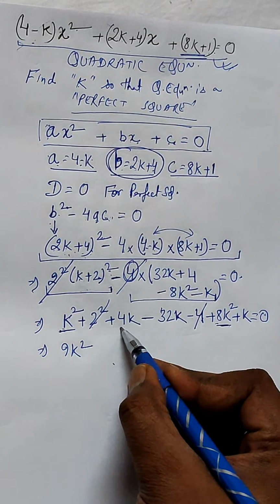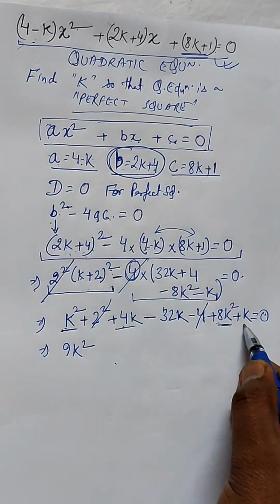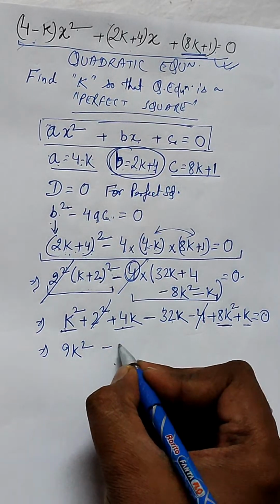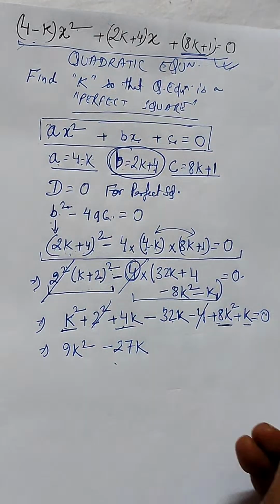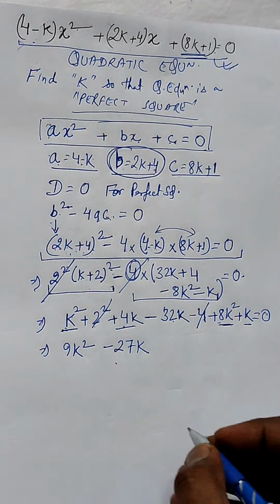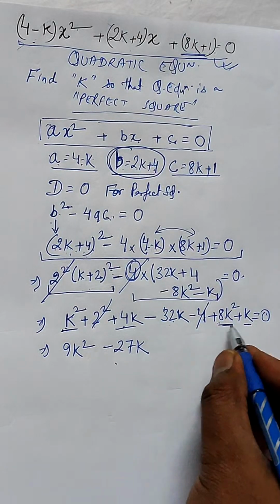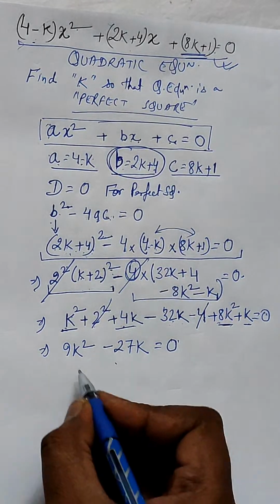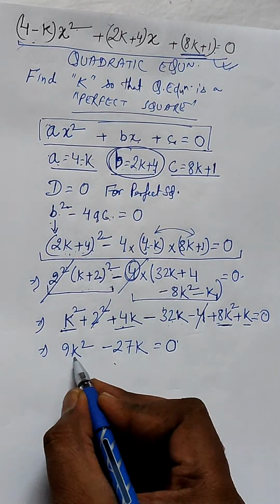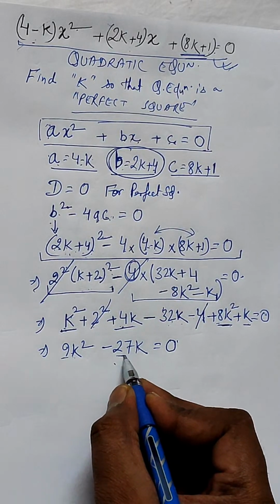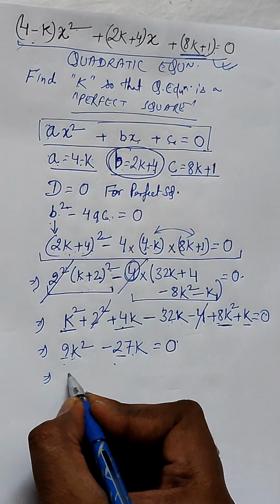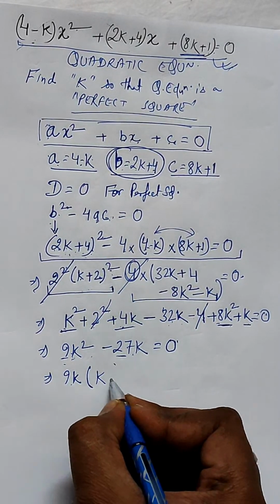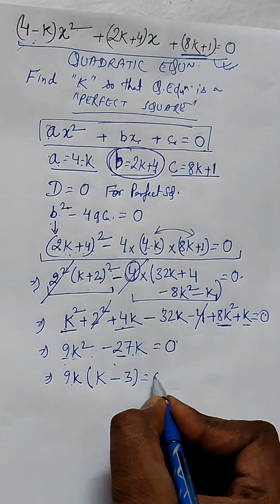Now we have 4k plus k, that is 5k, 5k minus 32k, that will be minus 27k, right? So this will give you minus 27k is equal to 0. When you take k as common, or 9 can also be taken from these two terms, so we have 9k as common. In the bracket we are left with k minus 3 equal to 0.